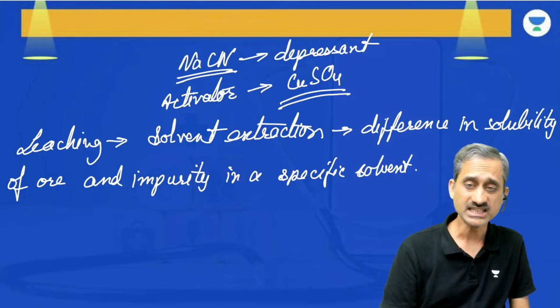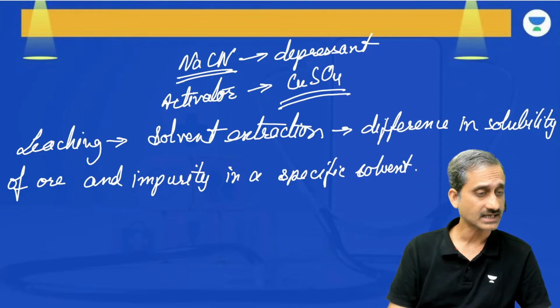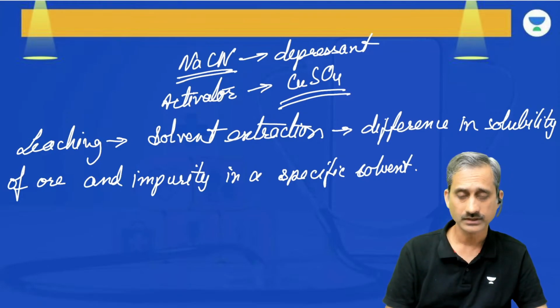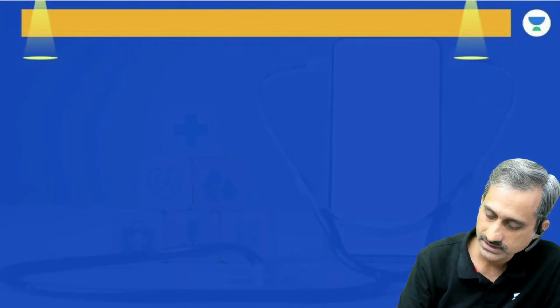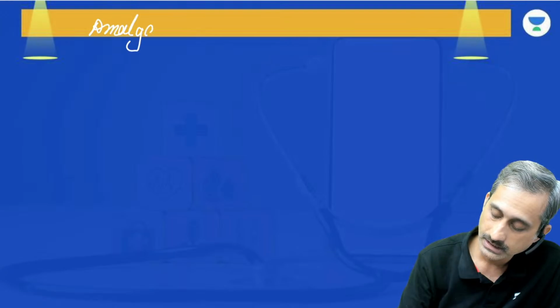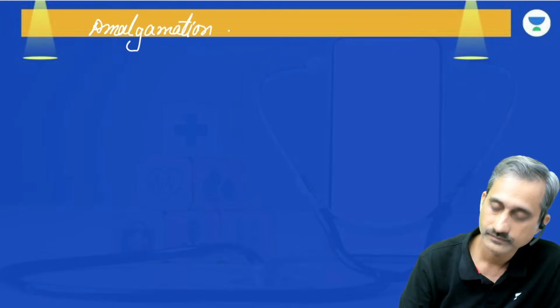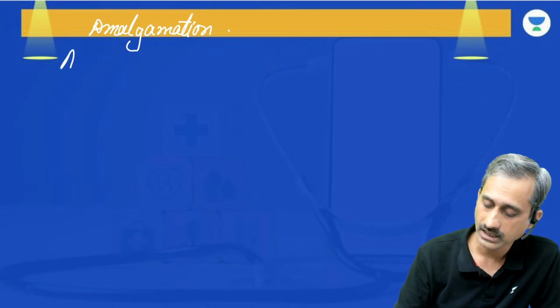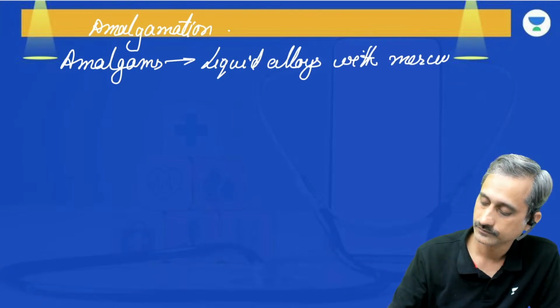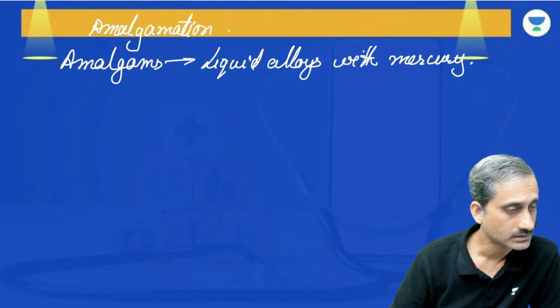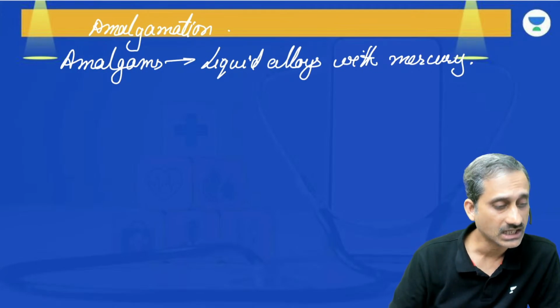Now, leaching is of many types. Many things are used in leaching. So let's understand what leaching is all about. When we talk about leaching, the very first process that we talk about is called amalgamation. Now, amalgams are liquid alloys with mercury.